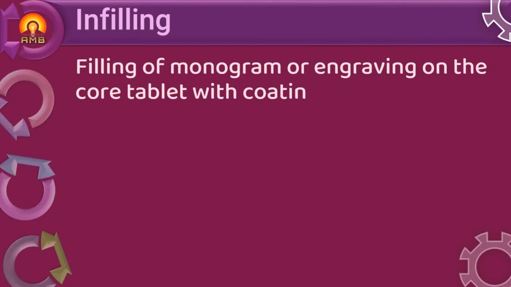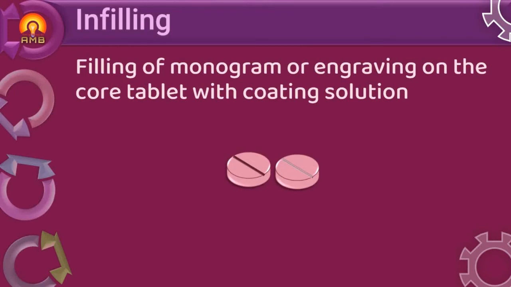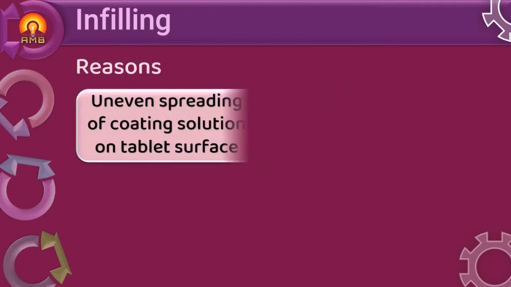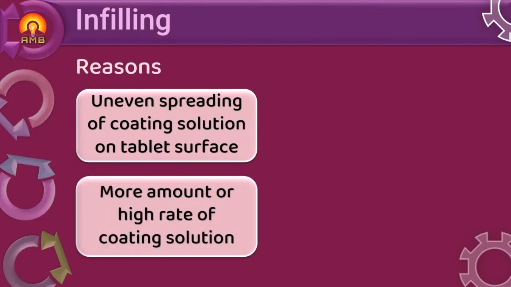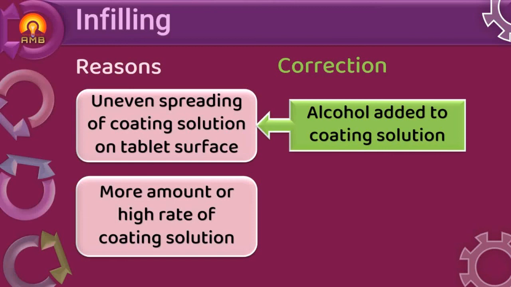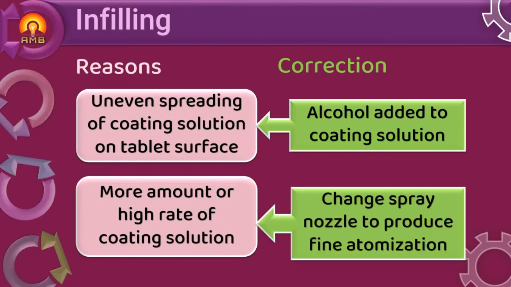If the monogram or engraving on the core tablet surface is filled with coating solution, making it narrow, it is called infilling. It takes place due to uneven spreading of coating solution on the tablet surface or if a large amount or high rate of coating solution is used. To correct it, alcohol is added to the coating solution to improve dispersion and the spray nozzle is changed to one which may produce finer atomization.